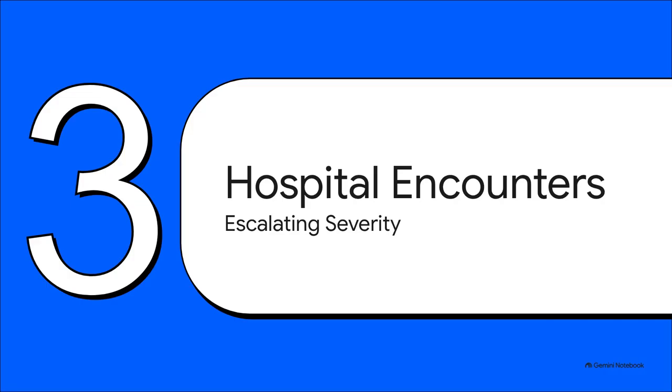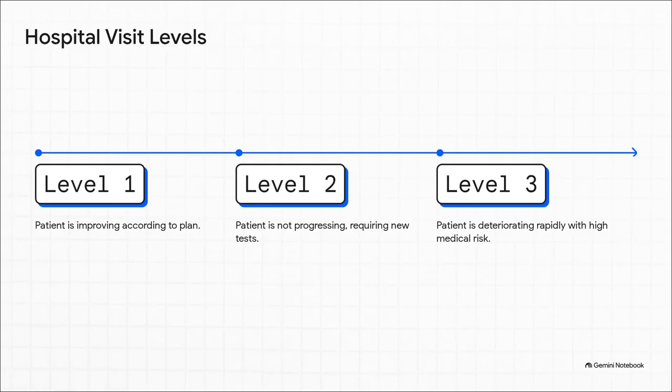Section 3. Hospital encounters and status and dealing with escalating severity. Transitioning from the office to the hospital, the coding logic shifts dramatically to an escalation model. It's based strictly on the severity of the patient's illness and the medical risk involved. Simply put, the sicker the patient, the higher the risk, and subsequently, the higher the reimbursement. Hospital codes operate on 3 distinct levels of escalation.